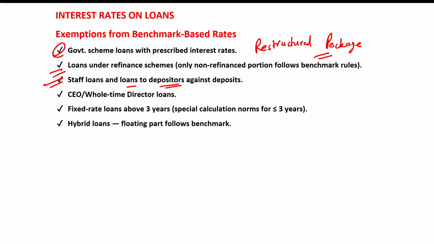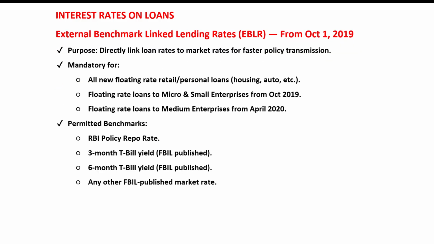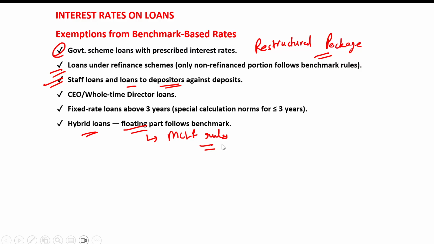Kindly note for hybrid loans, which are partly fixed and partly floating, the floating rate must follow the MCLR rules. For fixed rate loans up to 3 years, the interest rate cannot be less than marginal cost of fund, negative carry on CRR, operating cost, and tenure premium for that maturity.